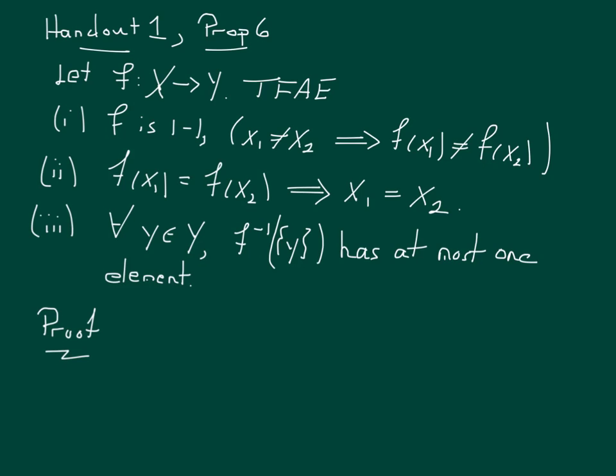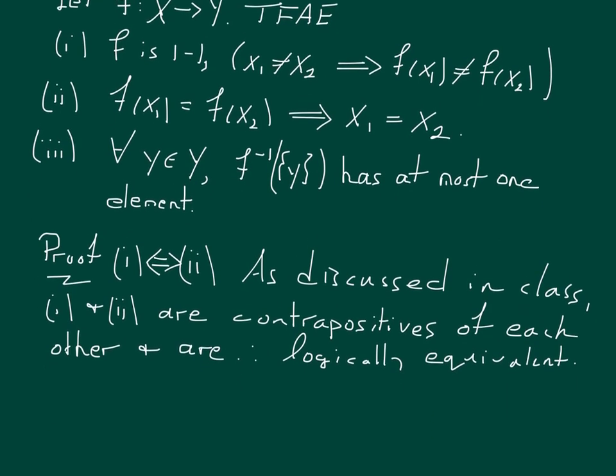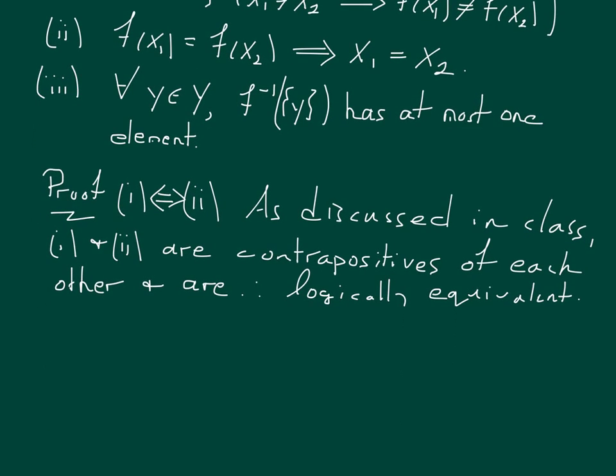Alright, so first of all, 1 if and only if 2. Well, as discussed in class, statements 1 and 2 are in fact contrapositive statements of each other, and therefore they are logically equivalent. So in fact we have nothing to prove there, so let's move on and prove the equivalence of statements 2 and 3.